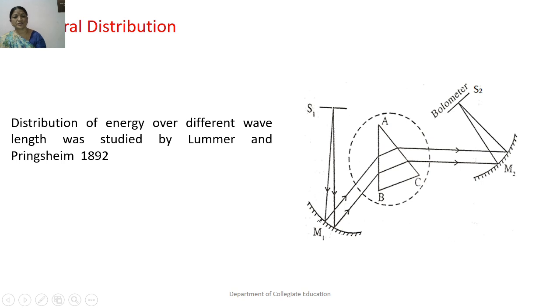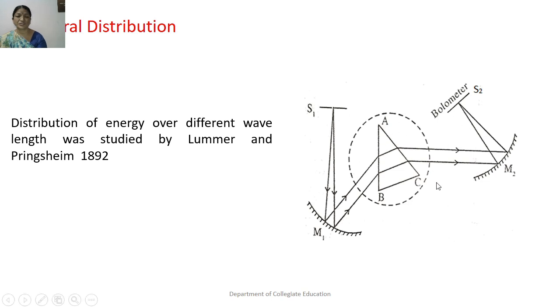It is allowed to fall on a mirror, and the reflected light is allowed to fall on a fluorite prism, where it gets dispersed, and again it falls on mirror M2 and is focused onto a bolometer. The bolometer records the intensity of radiation. The deflection in the galvanometer gives the intensity of the radiation.